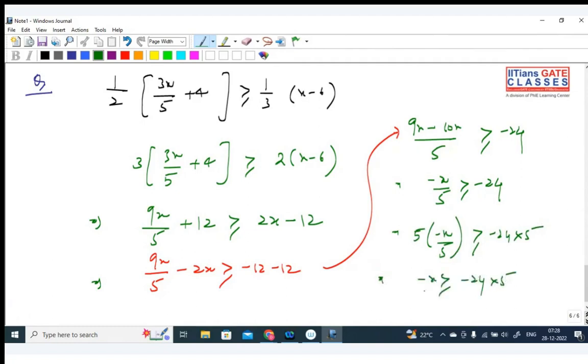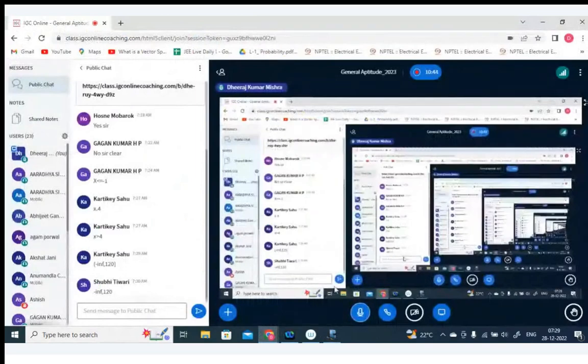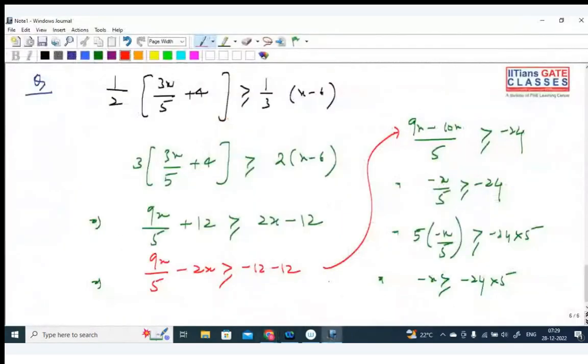Now you can multiply by minus 1. I believe many of you might have got the answer. So you can say that it becomes x less than or equal to 120. These things are not covered in any other place, that's why I'm telling all these things. So the interval is minus infinity to 120, and this is the interval which you will find.